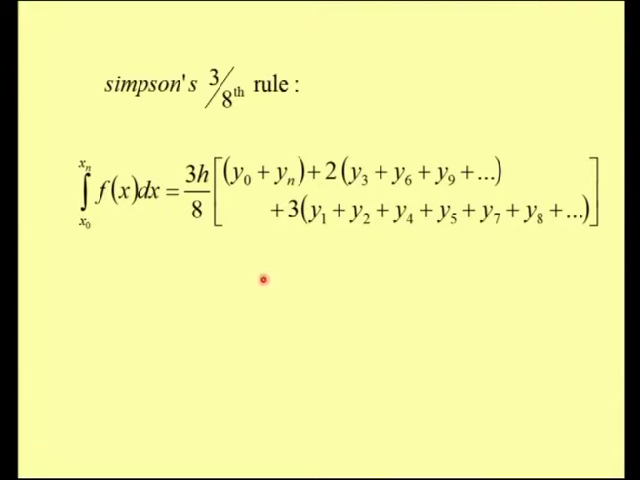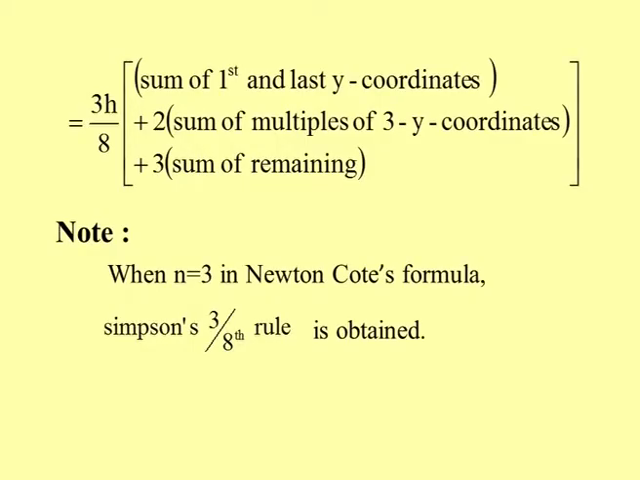Next, Simpsons 3/8 rule, integral x naught to xn f of x dx is equal to 3h by 8 into y naught plus yn plus 2 times y indexes that are all multiples of 3 are taken into account, y3 plus y6 plus y9 plus etc. plus 3 times all the remaining coordinates are taken into account. That is 3h by 8 into sum of first and last y coordinates plus 2 times sum of multiples of 3 y coordinates plus 3 times sum of the remaining. Relating with Newton-Cotes quadrature formula, by substituting n is equal to 3 in Newton-Cotes formula, we obtain Simpsons 3/8 rule.